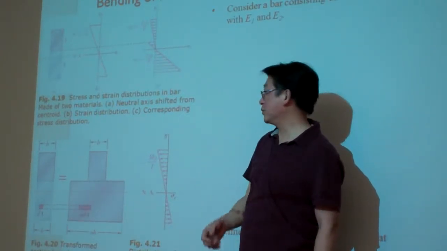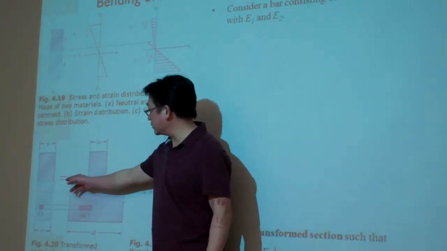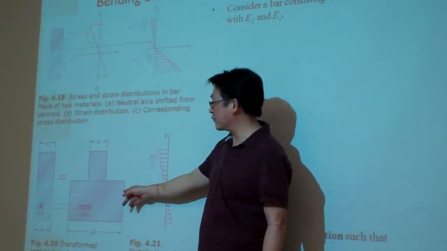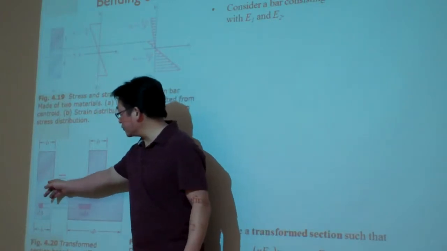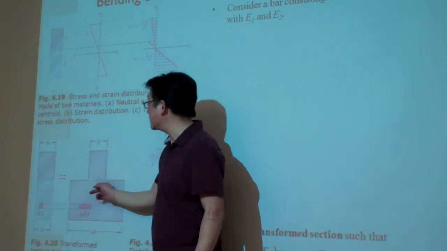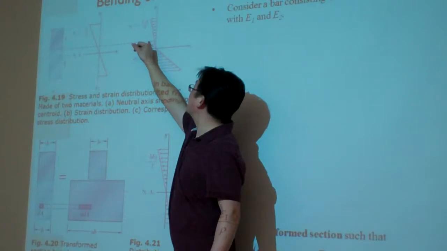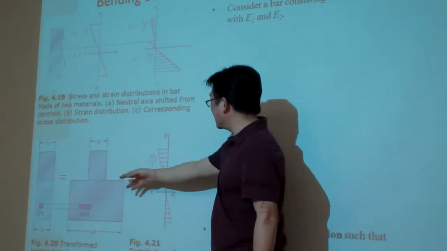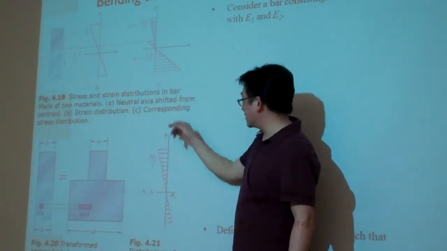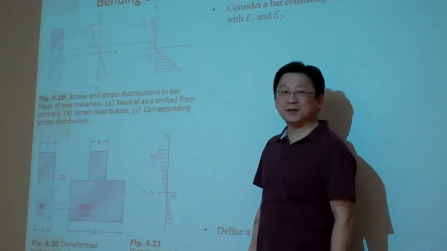Okay, so that is the principle. So if we try to get what they call the transformed cross-section, for this example, the transformed cross-section is to imaginarily increase the lower portion by 3 times. Again, how to get the 3? That is the ratio measured from here to here. Based upon this, you can see basically we scale down the stress distribution in the lower portion, and then you can see the whole thing becomes continuous.